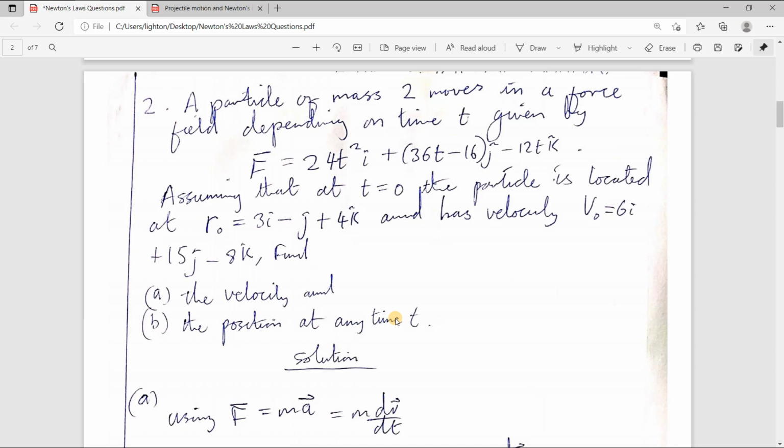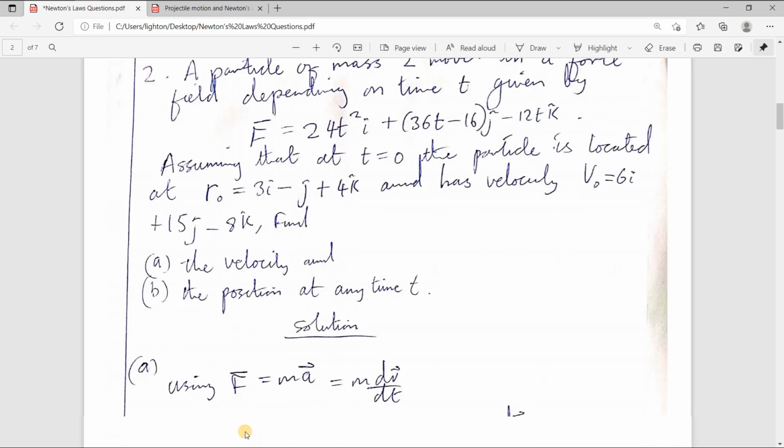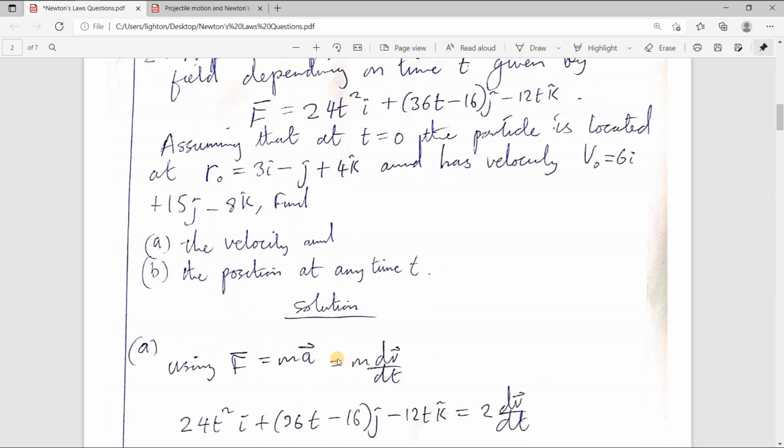If you look at this question, it's a bit different because we've been given an expression which is in vector form with basis unit vectors i, j, k. Otherwise, the process is still the same. So I'll try to find the velocity and the position at any time. So how do we get velocity? Using Newton's second law, force equals mass times acceleration, which is m dv over dt.